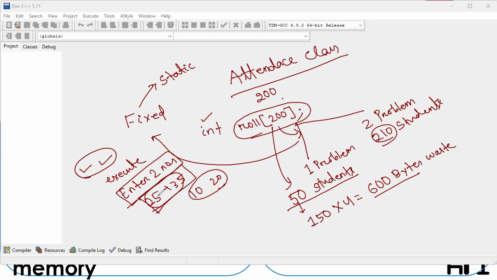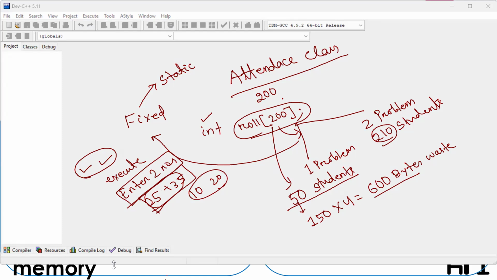So that means there should be a possibility or some flexibility that I can allocate or release the memory space which is required at the time of execution. Because of these things, the dynamic memory allocation concept has come.